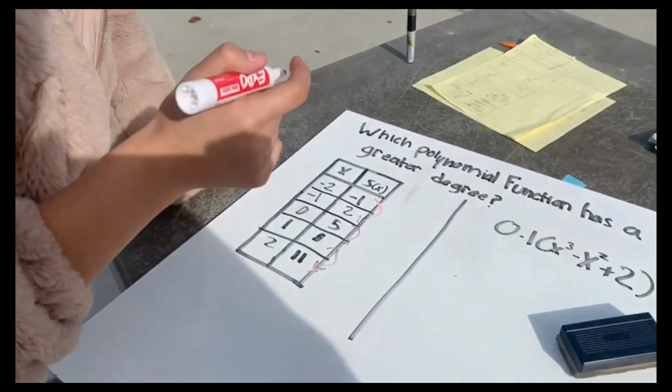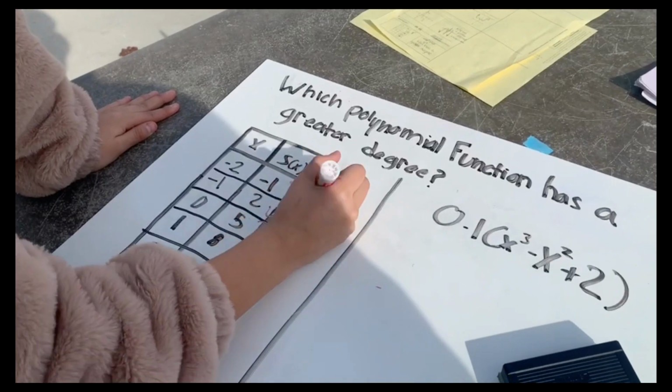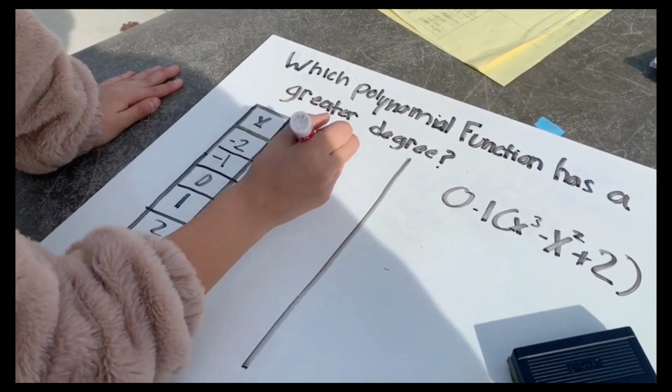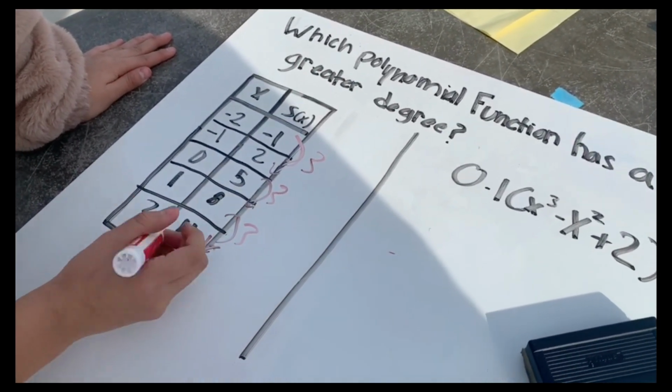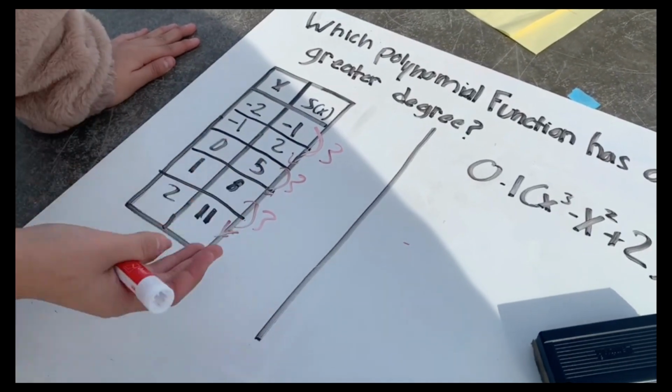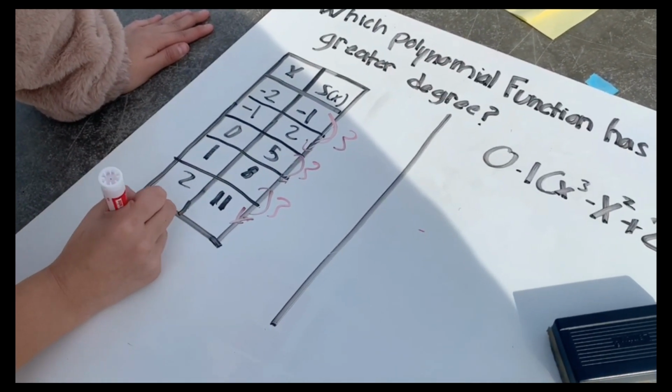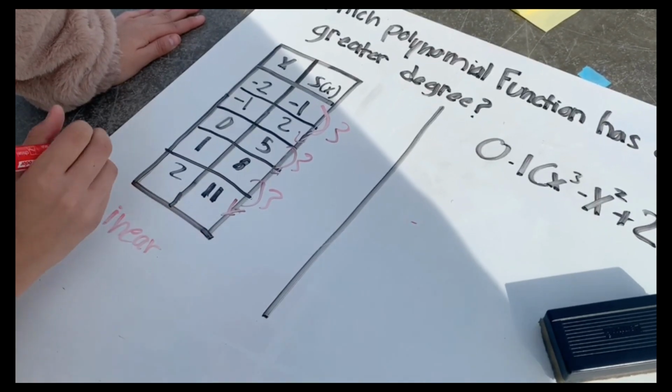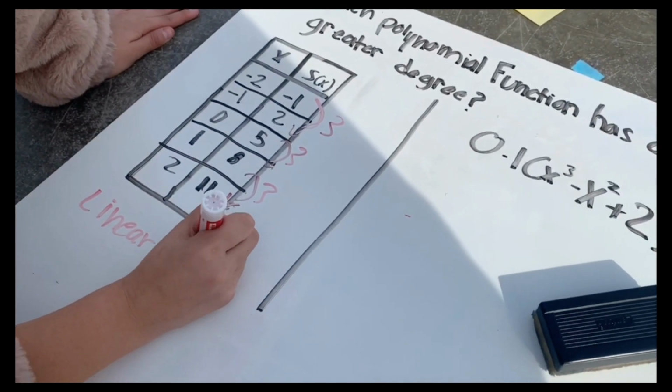Okay, hi, I'm person 1 and I'll be explaining the table. So when you add all of these together, you realize that you add by 3 each time, which since it has the first common difference, it means it's linear, which is x to the first power.